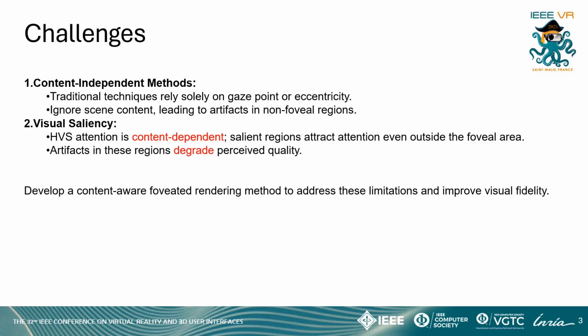They allocate resources based solely on the gaze point, ignoring the content of the scene. This can lead to noticeable artifacts in non-foveal regions, especially in areas that naturally attract attention, known as salient regions. The human visual system is content-dependent, meaning we notice details in salient areas even if they're outside our direct gaze. To address this, we need a content-aware approach that considers visual saliency.